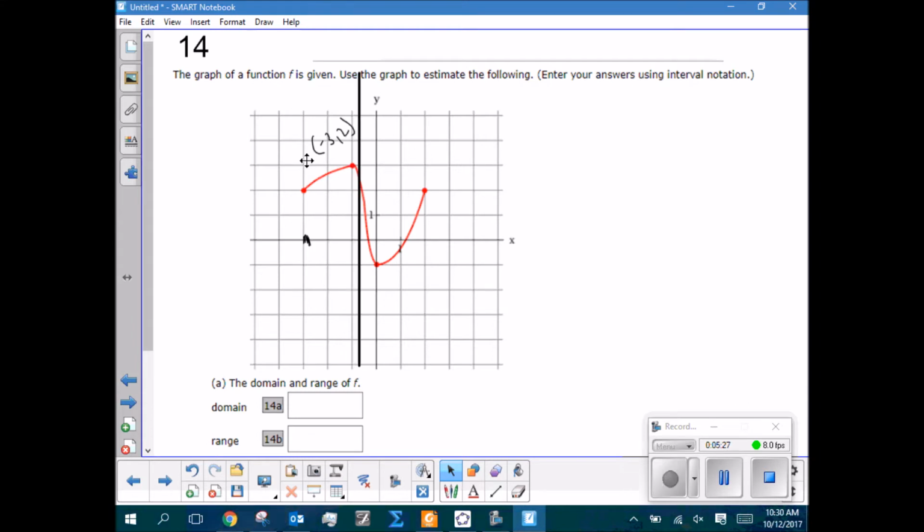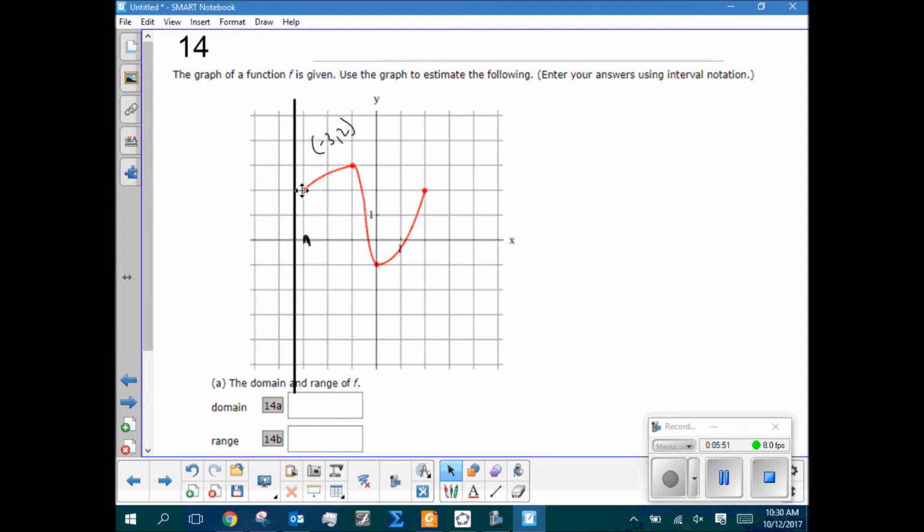Everything between negative 1 and 0 is going to be part of my domain, because no matter where I am, at the intersection of the black line and the red curve, I will get an ordered pair, and the x values in any of those ordered pairs will somewhere be between negative 3 and 0. But they'll also be between 0 and 1, and they can also be between 0 and 2. Okay, so I'm looking at x values.